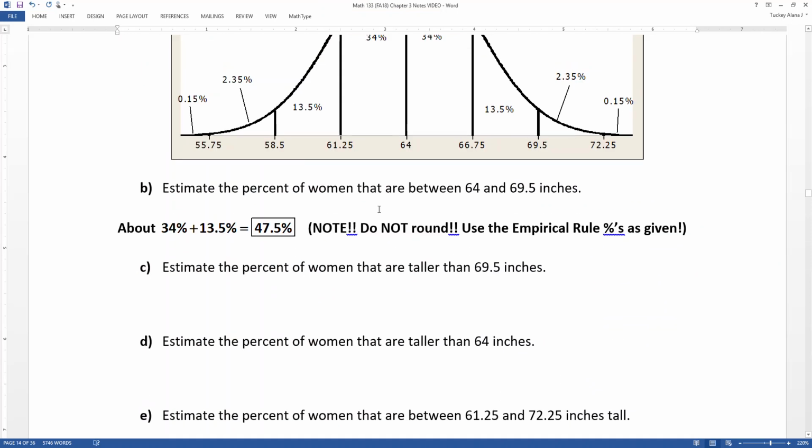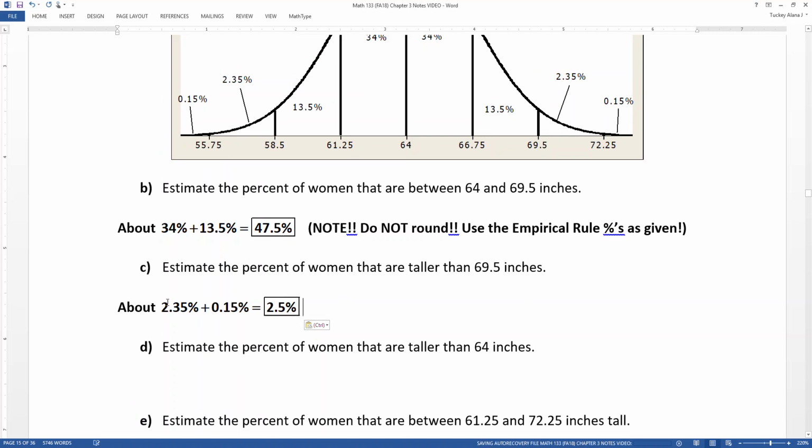All right, now what about the women that are taller than 69.5? Well, that would be the 2.35 and the 0.15%. So that would be 2.35 plus 0.15 makes 2.5%. Again, do not round. Leave it. I know it's ugly at 2.5. We don't like decimals and percentages, but we're just going to have to get used to it because that's the way this empirical rule works. So leave it at 2.5%.